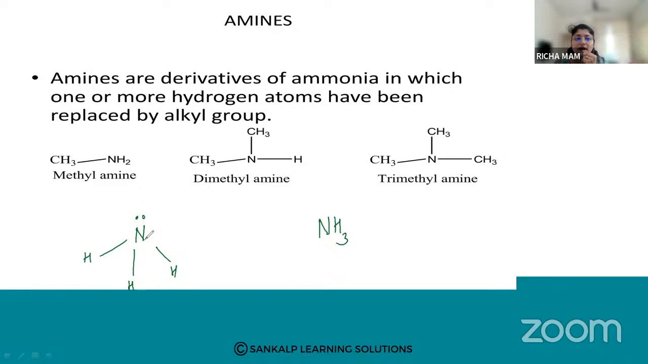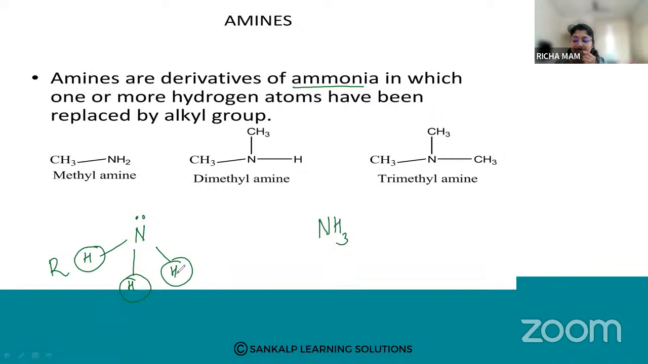So amines are the derivatives of ammonia. Means what? They are made from ammonia. How? By replacing one of the hydrogens by an R group. It can be your alkyl group or your aryl group, or you can replace the second or third. So depending upon how many hydrogen atoms you are replacing, the derivatives of amines are formed. So what are amines? These are the derivatives of ammonia.